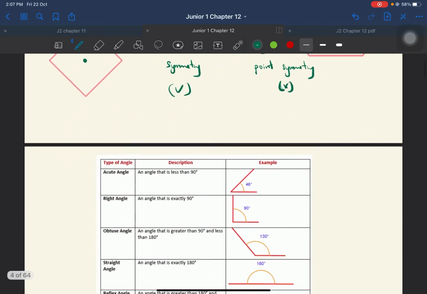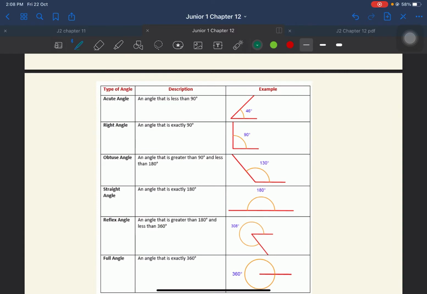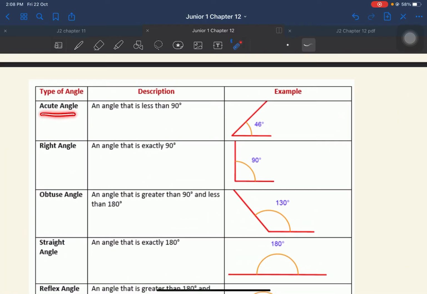Okay. Next, we're going to learn the different names of the types of angles. First of all, acute angle. It refers to an angle less than 90 degrees. Any angle that is less than 90 degrees, we call it an acute angle. Next one, right angle. A right angle refers to an angle that is exactly 90 degrees. Usually, if they do not mention the angle, they will draw a small square over here to represent that it is a 90 degree angle.